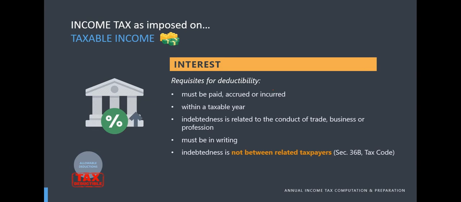So what are the examples of related taxpayers? If there is a control between one corporation and another corporation, or if there is significant influence. Another is the members of the family. What else? Key management personnel. So those are some of the related parties or related taxpayers.